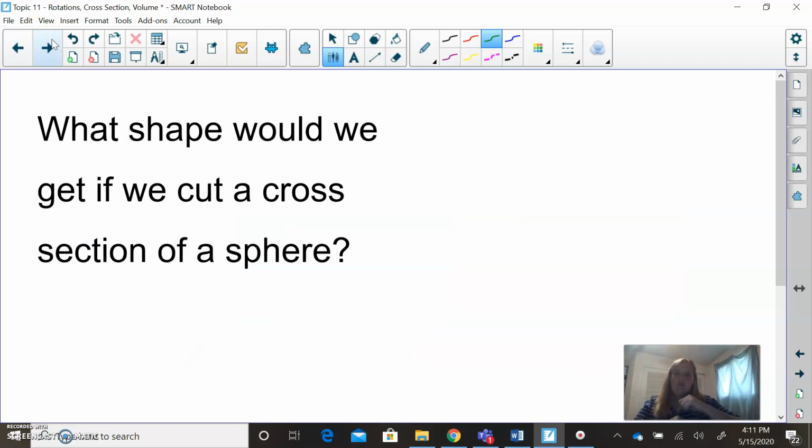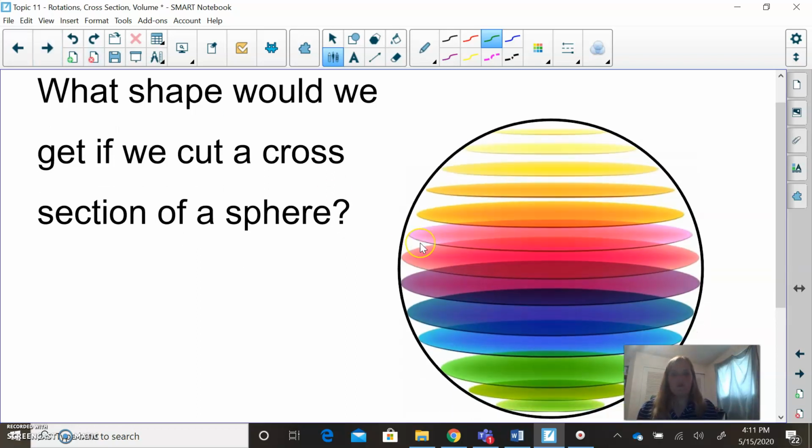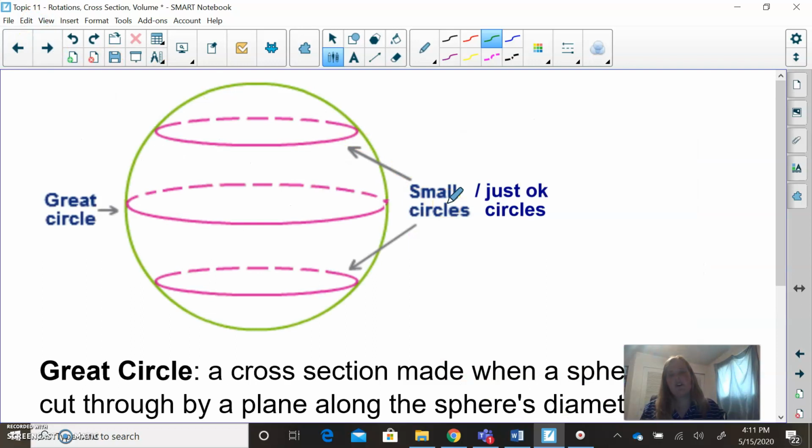So, what shape would we get if we cut a cross section of a sphere? What do you guys think? So if we cut all the different cross sections, all these different cross sections, it's going to be a circle. Circles, circles, circles. And we have a great circle.